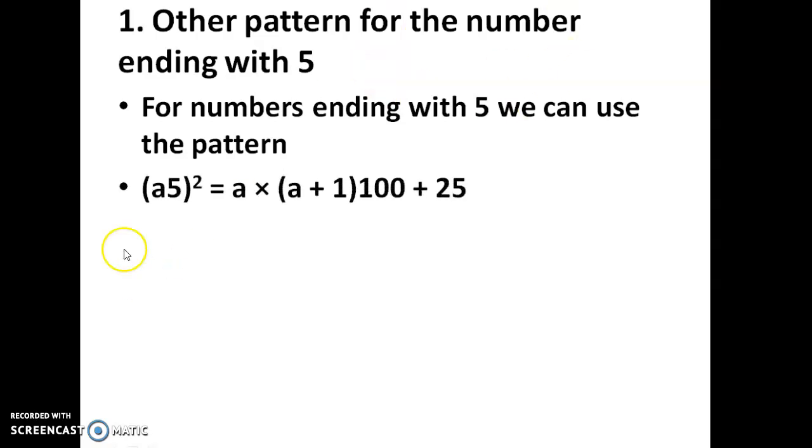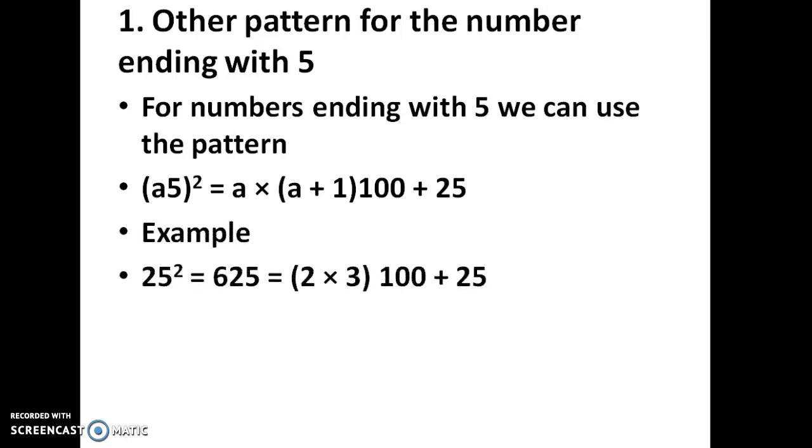Suppose this is a number ending with 5. Here a can be any number like 1, 2, 3, any number. So if the number is like this, a5, and you have to find the square, we can find it like this: a into a plus 1 into 100 plus 25. a is the number, then a plus 1 is the next number to a. Then into 100 plus 25. If we find this, we will get the square of the number.